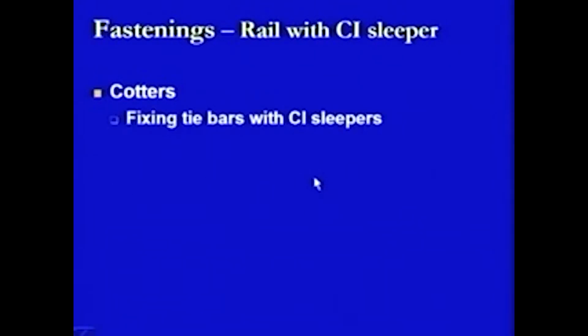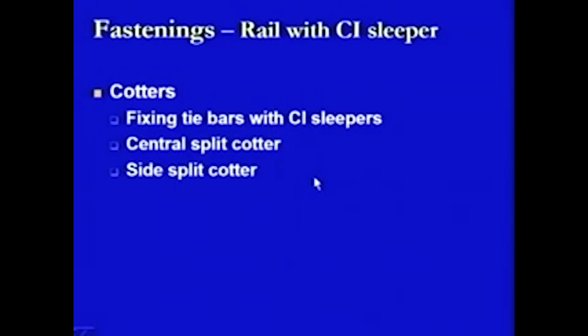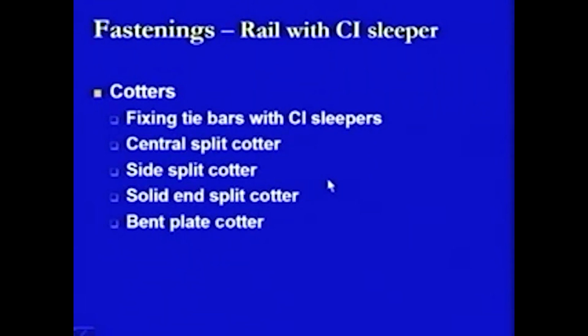Now, another fastening which is used in the case of connectivity of rail with the CI sleeper is cotters. Cotters are used so as to fix the tie bars with the CI sleepers, and there are different types of cotters. We have the central split cotter, we have the side split cotter. Central split cotter is split at the central location, whereas the side split is cut at the side, so as to insert into the tie bar and fix the tie bar with the CI sleeper. And there is another type of cotter which is solid and split cotter, and then there is a band plate cotter.